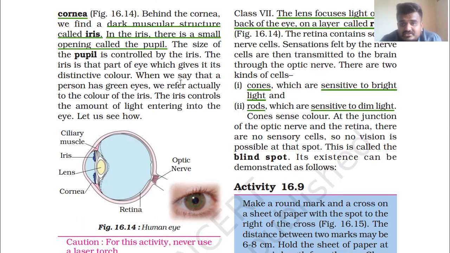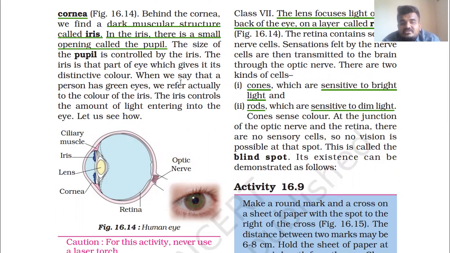This is the function of the iris. If you are asked what the function of the iris is, you can say that it controls the size of the pupil. The iris is that part of the eye which gives it its distinctive color. Whenever somebody says that a person has bluish eyes or green eyes, it is not actually the color of the eye. We are talking about the color of the iris.